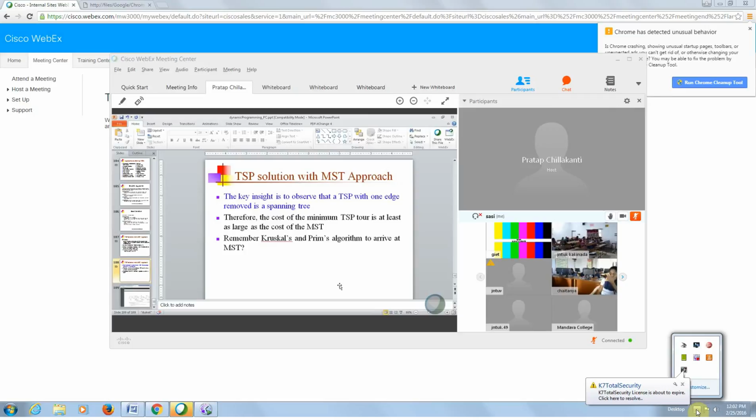Since we know minimum spanning trees give you the minimum cost, we can apply any of these algorithms, Kruskal's or Prim's, to arrive at the minimum spanning tree. So whatever value you come up with, you just add the value of the last edge that you removed. That's your best cost. Okay, very, very neat, huh?